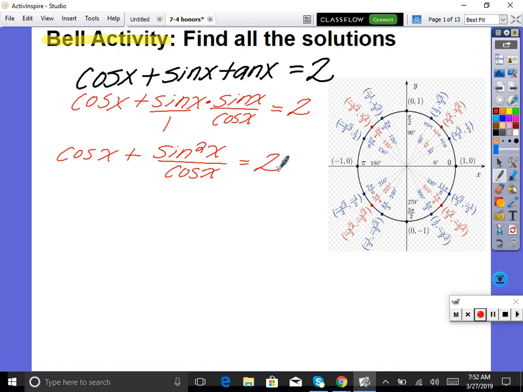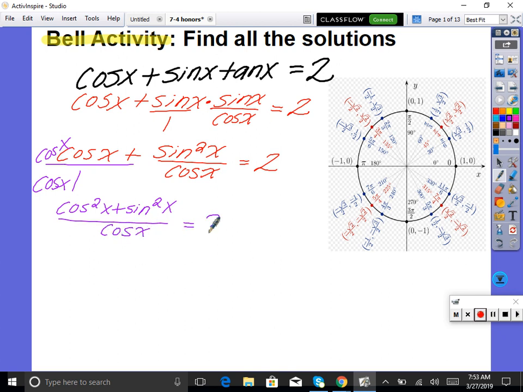How many of you were able to get that far at least? Awesome, that's right, that's good. Then what would be our next step? Yeah, we would want a common denominator. Wouldn't we want to put this into one fraction probably? So let's make this a 1. Then we would times by cosine of x, cosine of x. So now don't we have this? Cosine squared x plus sine squared x all over cosine of x, and that's what equals 2. So then what is cosine squared plus sine squared? So we have 1 over the cosine of x equals 2, everybody.